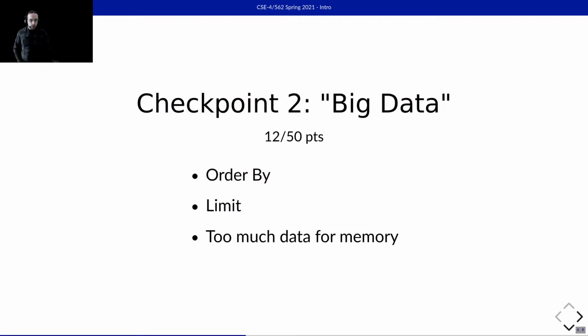In checkpoint 2, now we're going to actually start looking at bigger data sets. The functionality that you'll be expected to support is going to go up a little bit. So this includes order by and limit. And as I said, you're going to be working with larger data sets. So where in checkpoint 1, you could get away with purely in-memory algorithms, in checkpoint 2, there will be at least 1 or 2 queries where you have to work with disk as well.